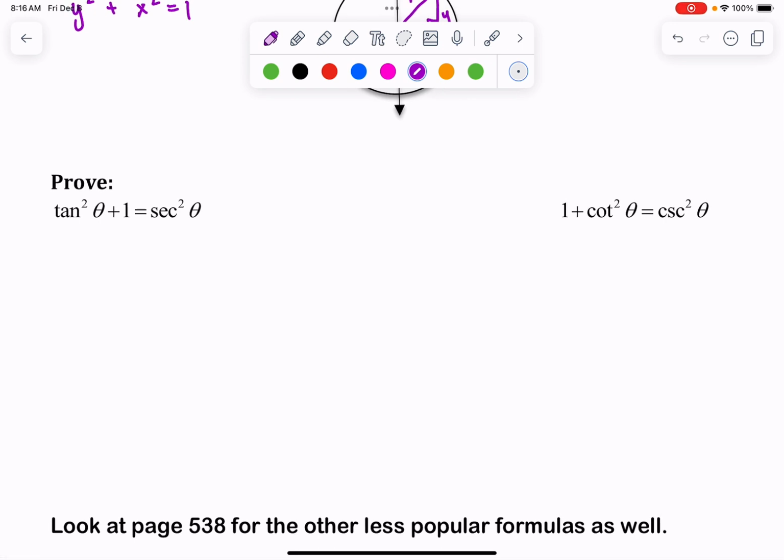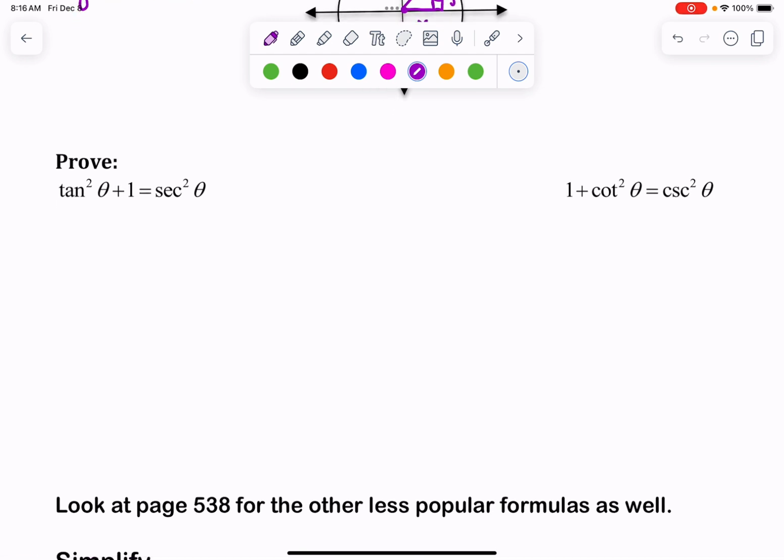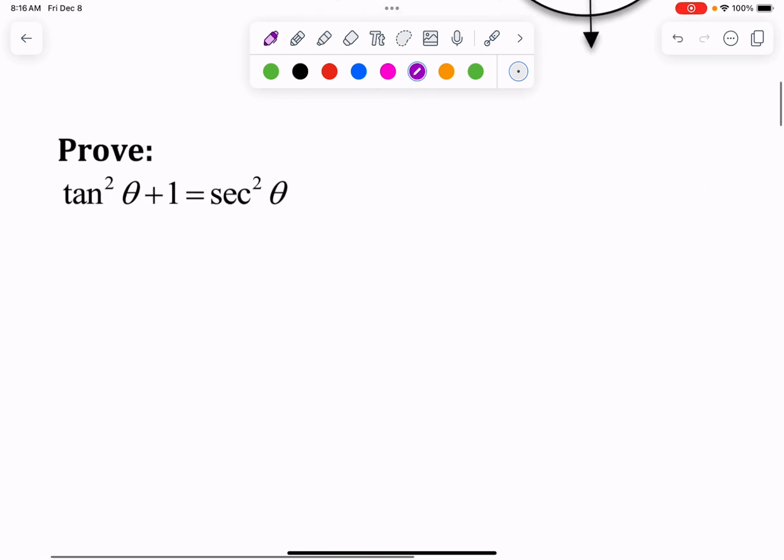The way that I'm going to prove this is to use our rules that we know up top. I'm going to replace our tangent and our secant with sines and cosines. We know that the tangent is sine over cosine. So if I have tangent squared, I can replace that with sine squared over cosine squared plus 1. And we want to figure out, is this equal to the secant squared?